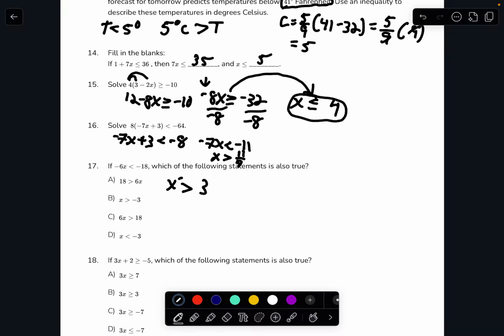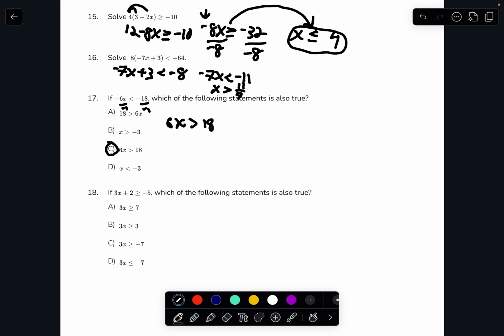Okay, so they're messing with you. Yes, solving it gets you x is greater than 3, but there's no x is greater than 3. However, if you just change the sign, divide by -1 both sides, then you have 6x is greater than 18, and the choice is C. That was a little bit tricky. Be prepared for things like that. Again, you didn't fully solve it. You just divided by a -1, which flipped the inequality symbol.